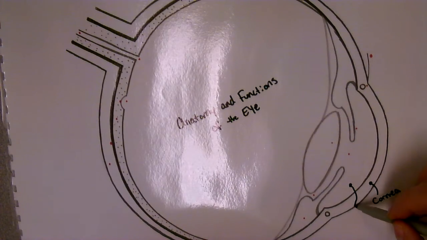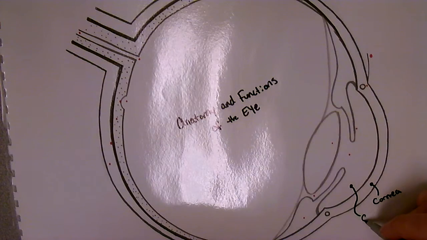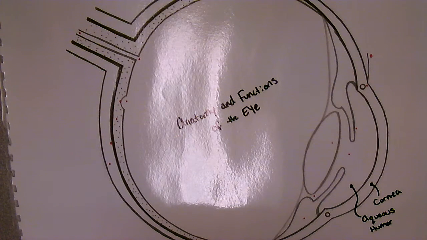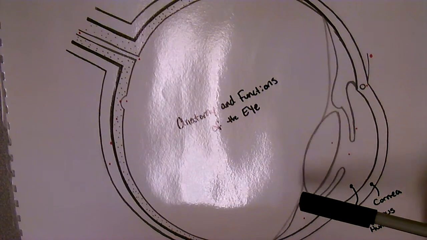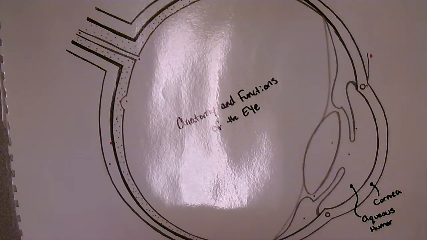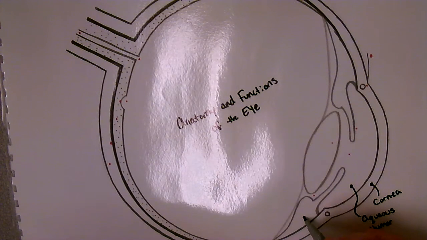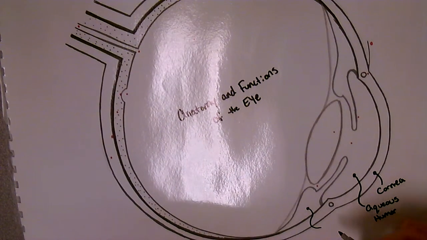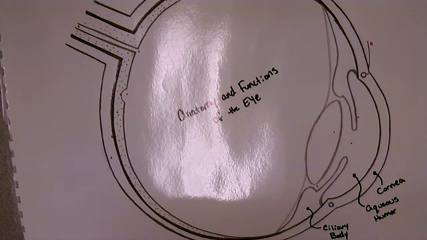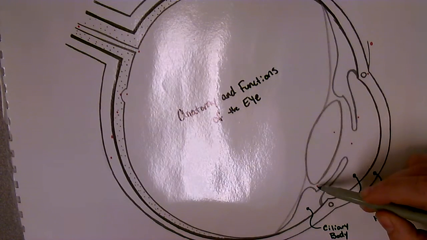Next, I want to come here. This is the aqueous humor. And the aqueous humor is the watery fluid that fills the anterior segments of the eye and provides the nutrition for the surrounding parts. Here is the ciliary body or ciliary muscles. And the ciliary body controls the focusing of the eye, causing the lens to change shape, and this would be our lens, but we'll get to that.